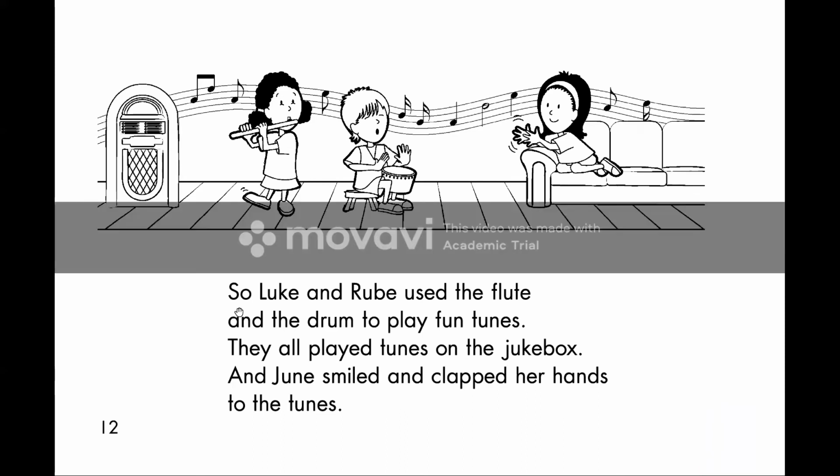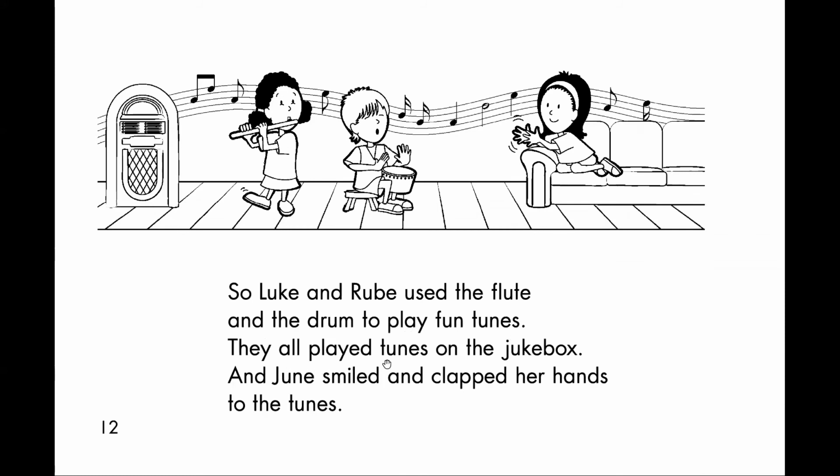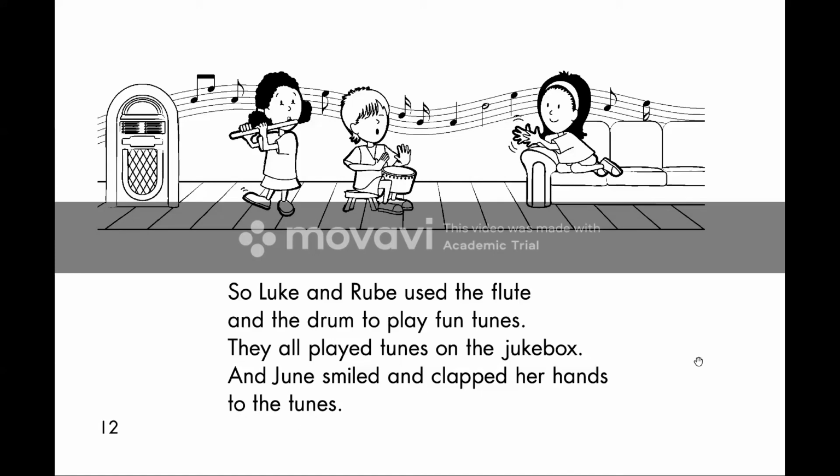Ready, go. So Luke and Rube used the flute and the drum to play fun tunes. They all played tunes on the jukebox. And June smiled and clapped her hands to the tunes.